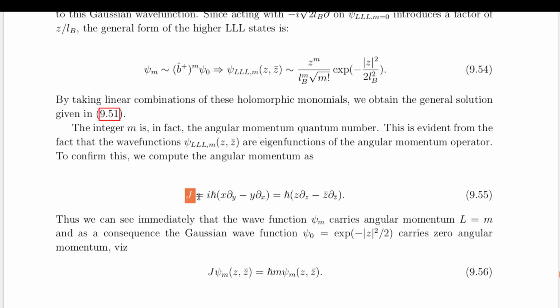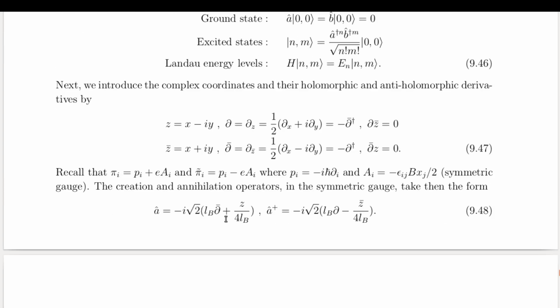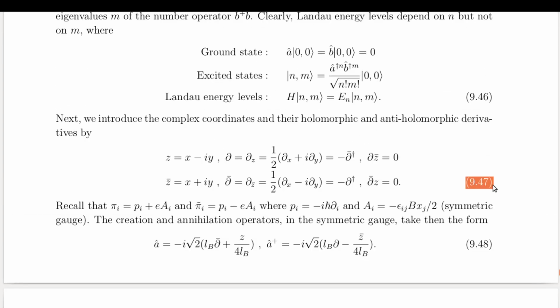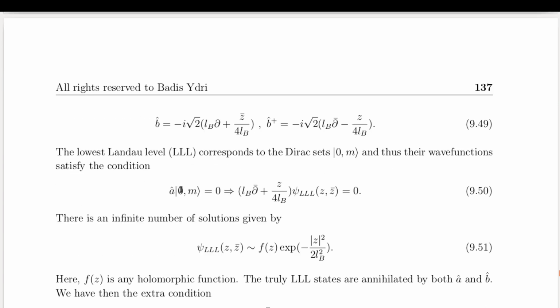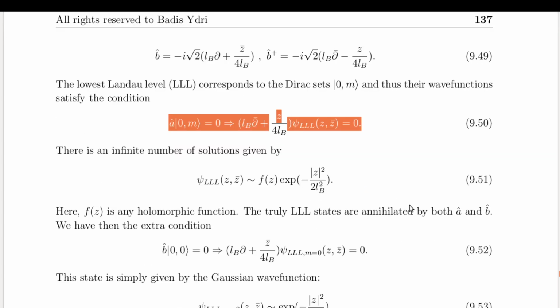Next, we transition to the complex plane and express these two independent and commuting sets of raising and lowering operators in terms of the complex variable z, defined as x minus i times y, and its conjugate z bar, defined as x plus i times y, along with their corresponding holomorphic and anti-holomorphic derivatives, partial z and partial z bar. We then determine the states of the lowest Landau level, corresponding to n equals 0, by imposing the requirement that they must be annihilated by the lowering operator hat A associated with the mechanical momentum.